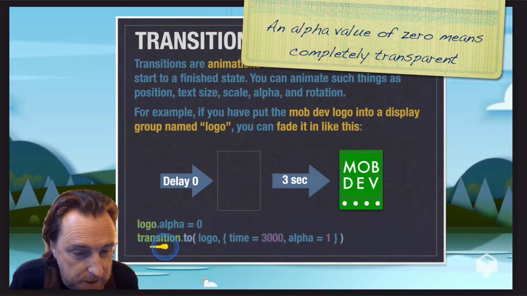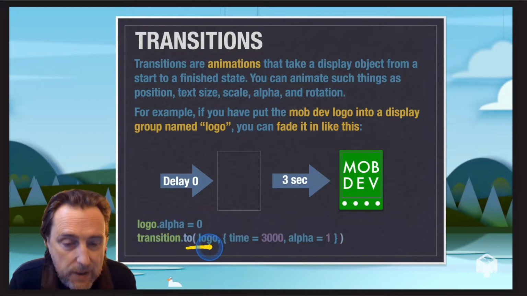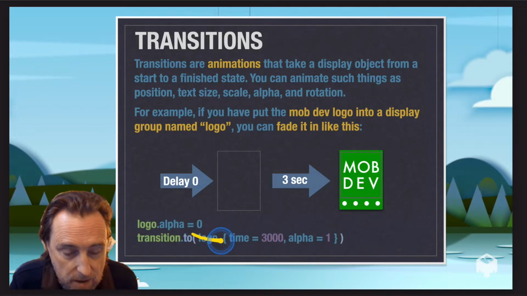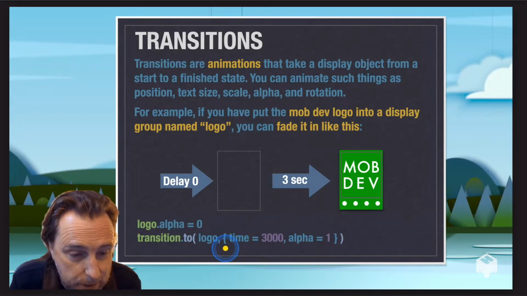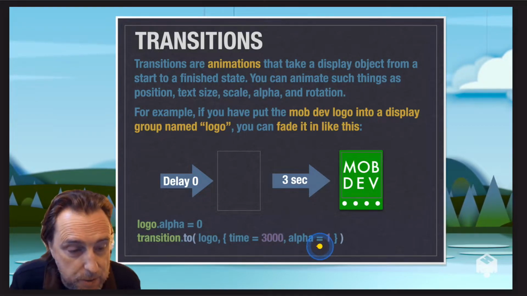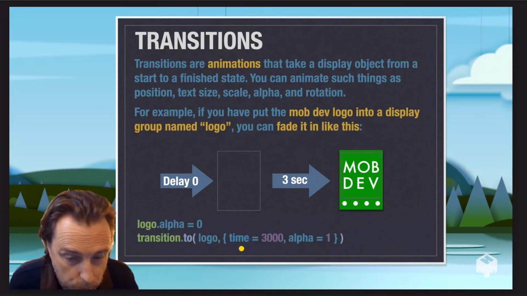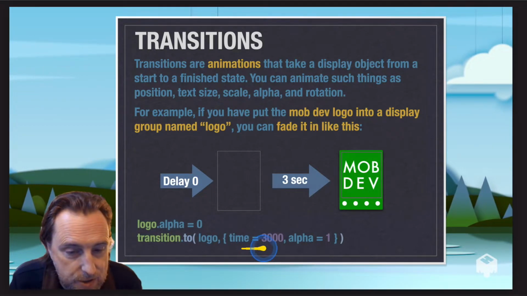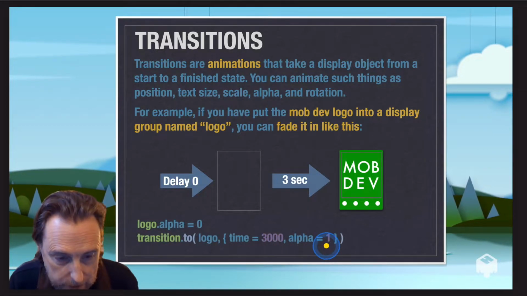There's a table called transition. There's a function called to, so this is a transition to, and the syntax is just you specify what you're transitioning, logo in this case, and then a table of settings. We know it's a table because it's surrounded by these curly braces, and it's a set of key value pairs separated by commas. And it can get actually quite a bit longer than this. This is about the world's simplest transition, and all it says is transition over 3,000 milliseconds, or 3 seconds, to alpha equals 1.